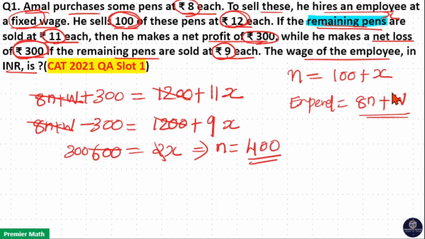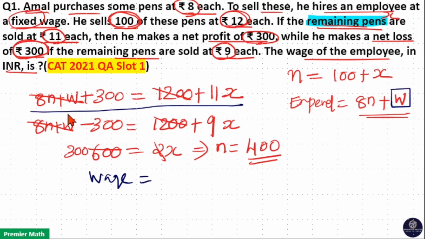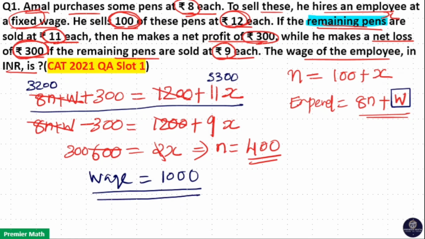Here we need to find out the wage of the employee. So wage is equal to, apply N equal to 400 in the first equation. Here 8N means 8 into 400, that is 3200. Now 11x means 11 into 300, that is 3300. Now 3300 minus 3200 is 100. 1200 plus 100 is 1300. 1300 minus 300 is equal to 1000. So wage of the employee is equal to 1000 rupees. So your answer is 1000 rupees.